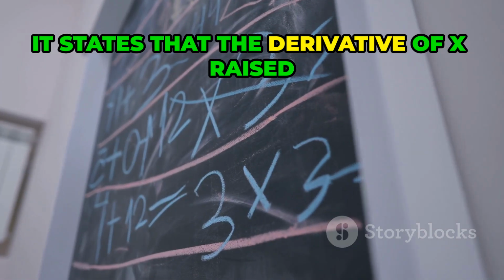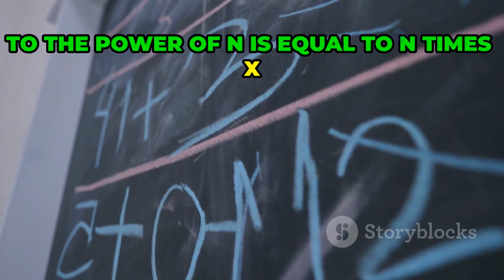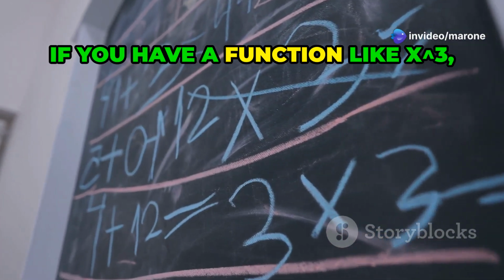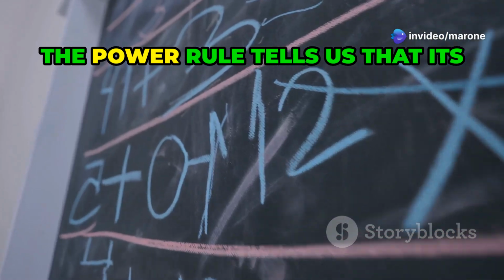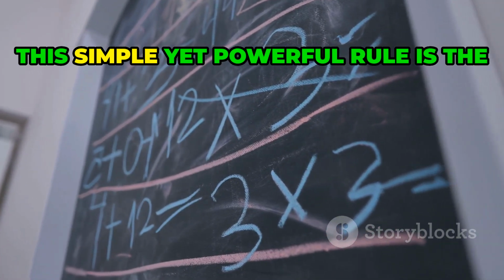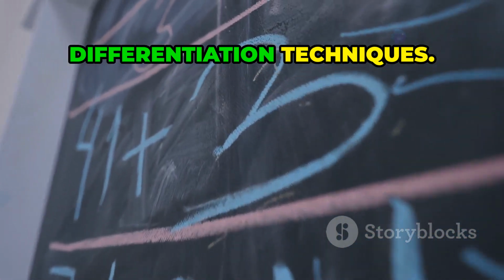It states that the derivative of x raised to the power of n is equal to n times x raised to the power of n minus 1. For example, if you have a function like x cubed, the power rule tells us that its derivative is 3x squared. This simple yet powerful rule is the foundation for more advanced differentiation techniques.